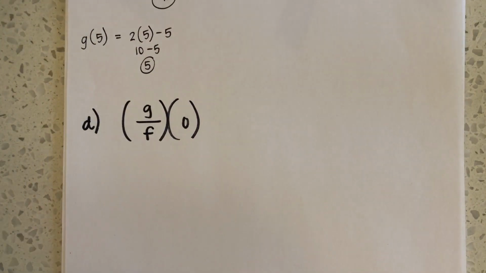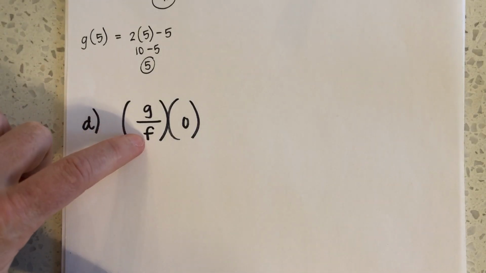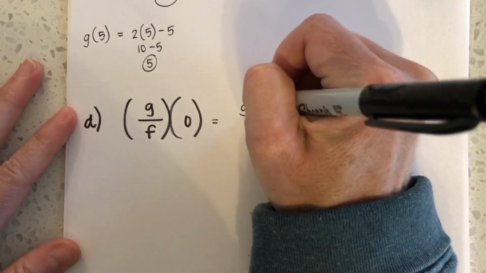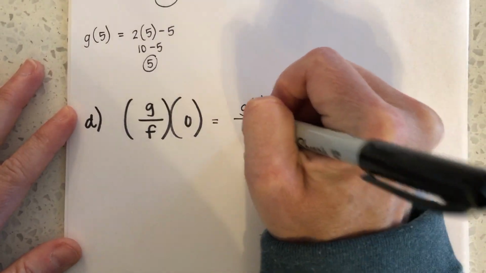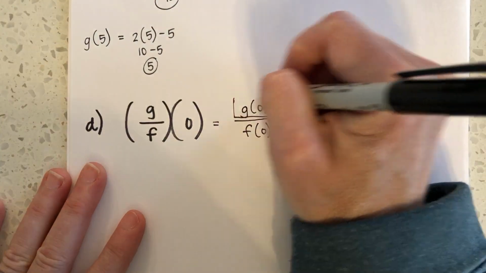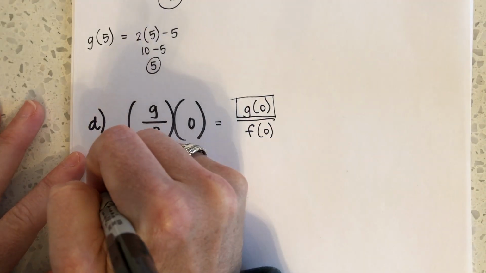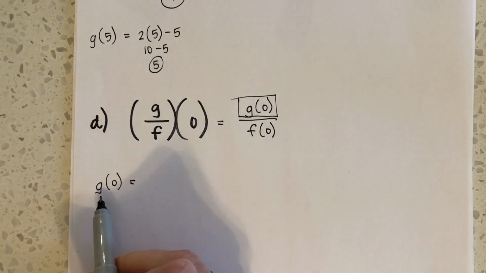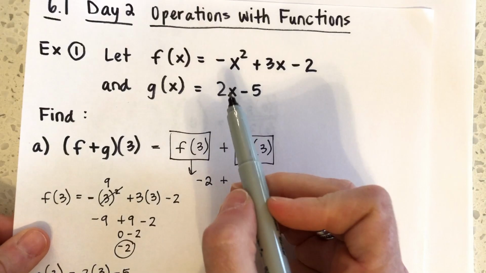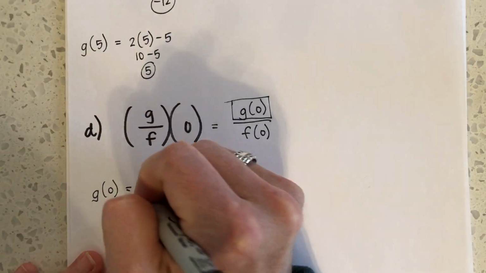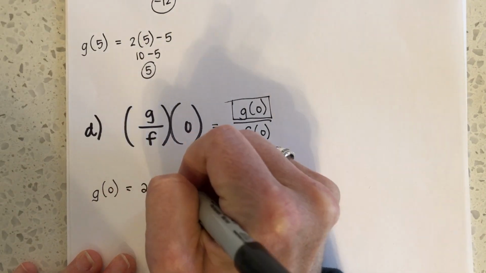What if they asked you to find g divided by f of 0? That literally means to take g of 0 and divide it by f of 0. Okay, well, let's get numbers. First, we have to find out what g of 0 is equal to. So go off to the side and let's find g of 0. That means I have to plug 0 into function g. So go to function g and plug a 0 in: 2 times 0 minus 5.